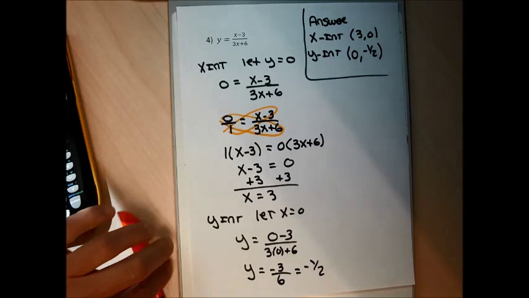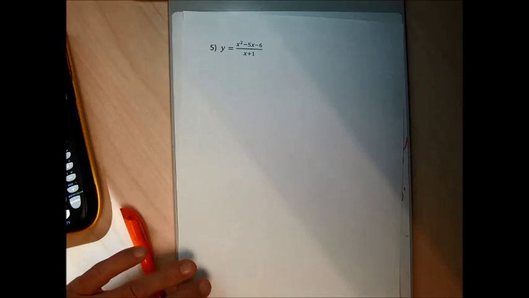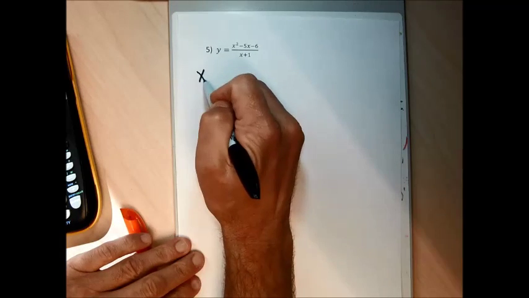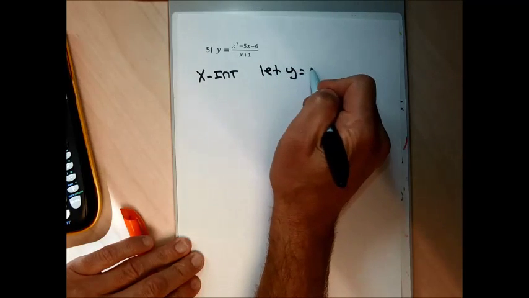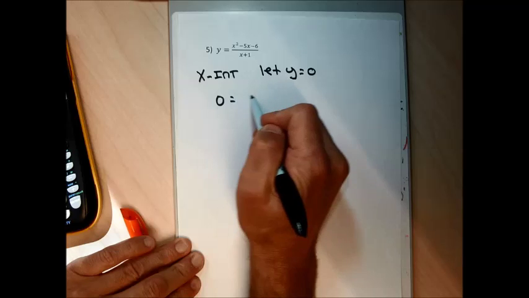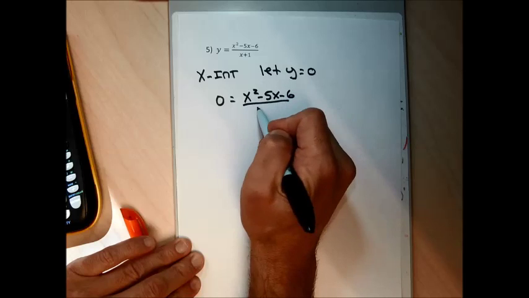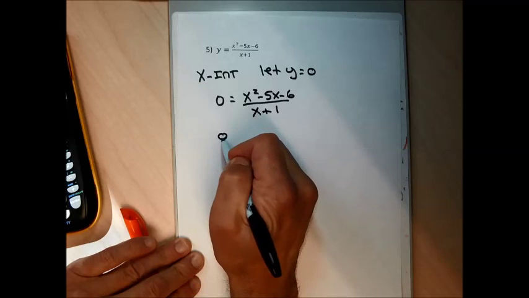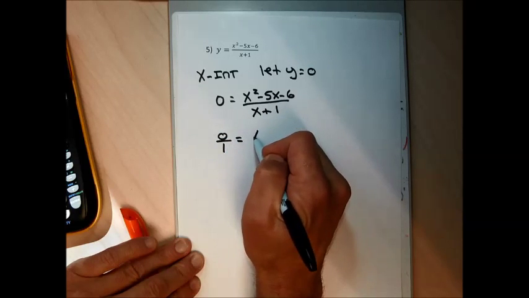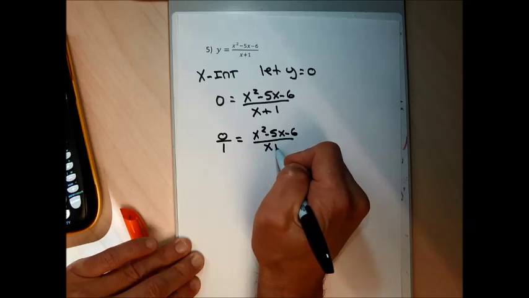Alright, 5 is another find the x and the y-intercept, and it's another fraction, so I'll do the same sort of strategy. So for 5, for my x-intercept, I let y equal 0. This gives me 0 equals (x squared minus 5x minus 6) over (x plus 1). I'm going to set it up to solve by cross multiplying, so I'm going to write the 0 as a fraction. I'm going to write it 0 over 1 equals (x squared minus 5x minus 6) over (x plus 1).